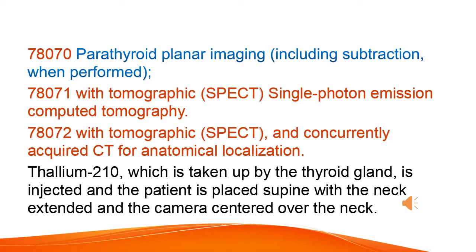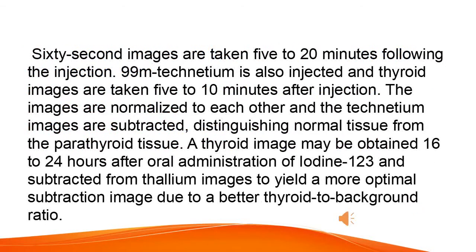Thallium-201, which is taken up by the thyroid gland, is injected and the patient is placed supine with the neck extended and the camera centered over the neck. 60-second images are taken 5 to 20 minutes following the injection. Technetium-99 is also injected and thyroid images are taken 5 to 10 minutes after injection. The images are normalized to each other and the technetium images are subtracted, distinguishing normal tissue from the parathyroid tissue.